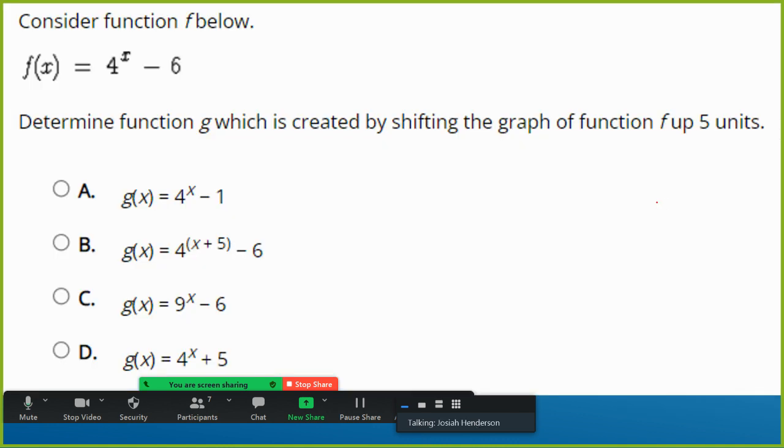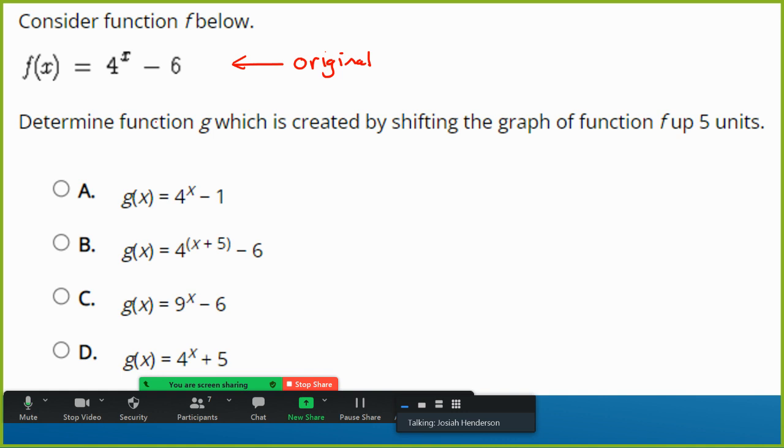All right, so let's check out a problem from the mastery test that has to do with shifting up or down. They say consider function f below. F of x is equal to 4 to the x minus 6. That's our clue right here that this is an exponential. So this whole f of x is the original. It's not just the 4 to the x, it's actually 4 to the x minus 6. That whole deal is our original.